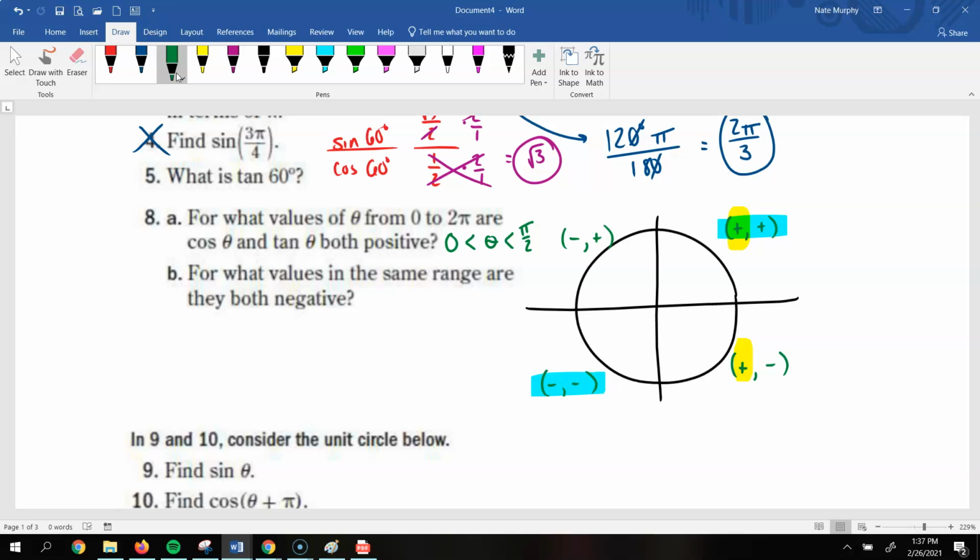For what values in the same range, so again between 0 and 2 pi, are they both negative? Okay, so we're trying to figure out where the cosine and the tangent would both be negative. Well, the cosine is negative here and here, and the tangent would be negative when one is positive and one is negative. So this is when tangent is negative, and this is when tangent is negative. So the only place where they're both negative is in quadrant 2. So that's from pi over 2 to pi. So between pi over 2 and pi is where both the tangent and the cosine functions would be negative.